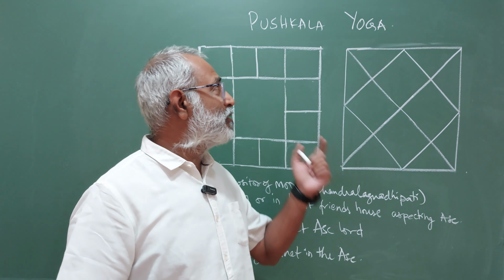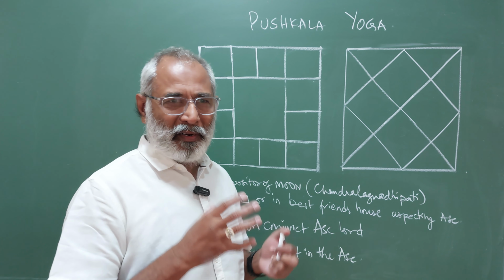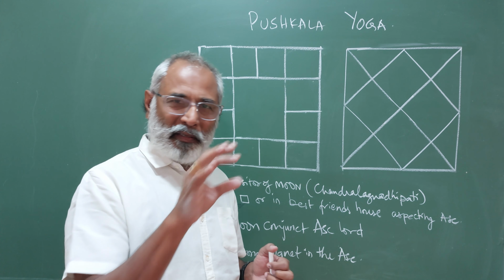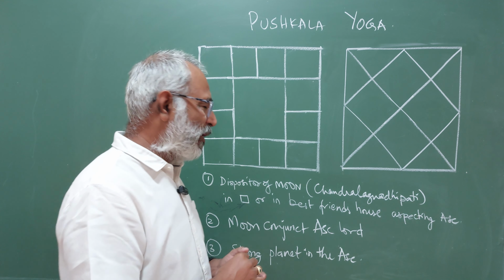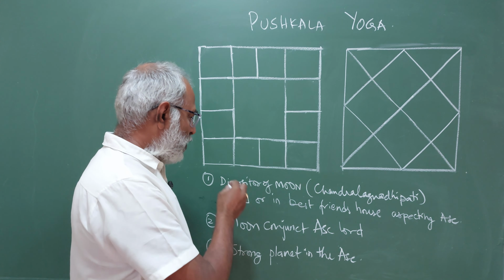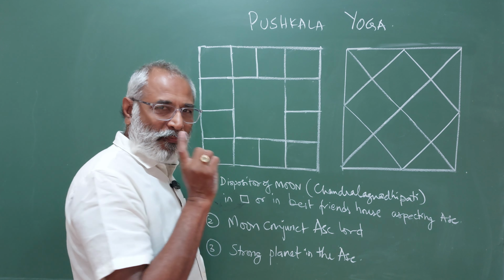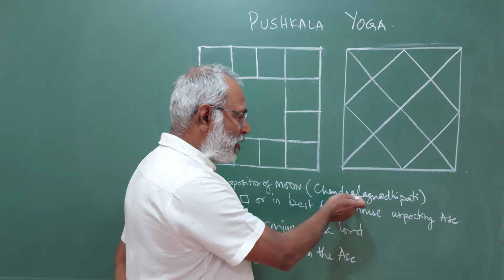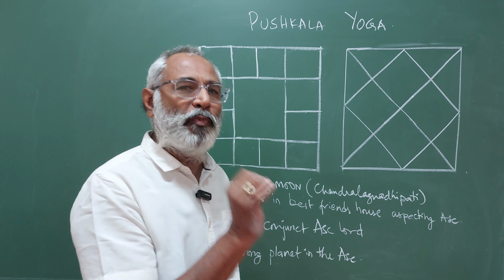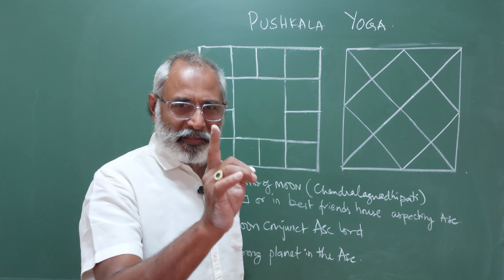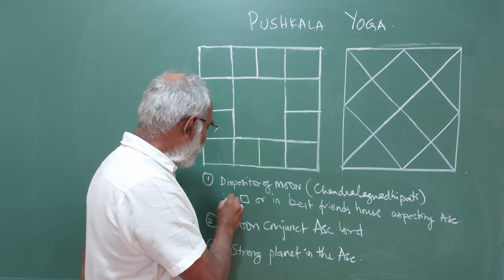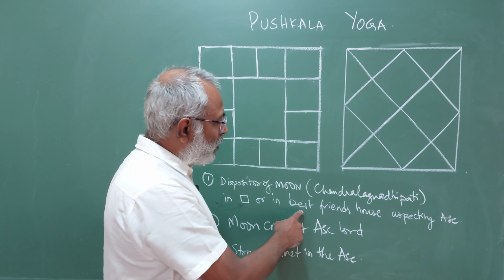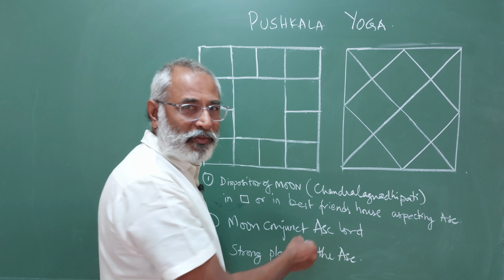So today let us understand Pushkala Yoga. A little complicated yoga to understand, so let us go slow and see that this is clearly explained. The first condition is the dispositor of the moon, or what we call Chandra Lagna Adipati. Wherever the moon is posited, the lord of that sign should be in a quadrant or in the best friend's house.